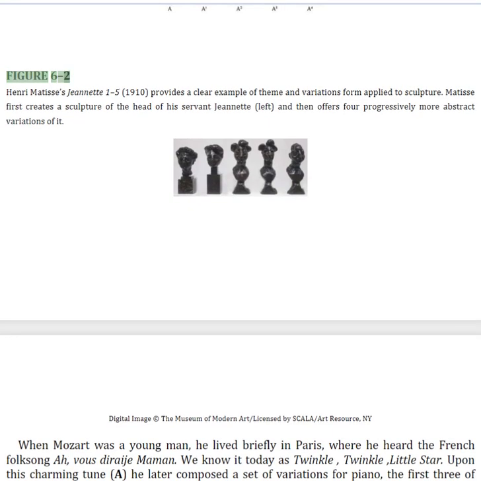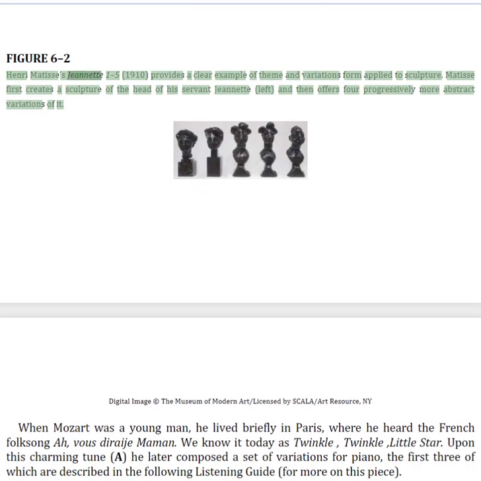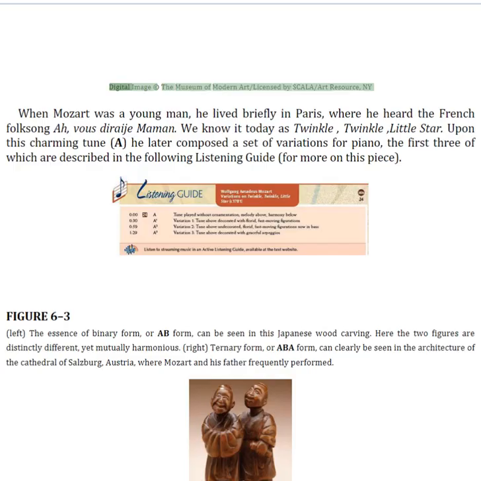Figure 6.2. Henri Matisse's Jeanette I-V provides a clear example of theme and variations form applied to sculpture. Matisse first creates a sculpture of the head of his servant Jeanette and then offers four progressively more abstract variations of it. Digital image. The Museum of Modern Art, licensed by Scala/Art Resource, New York.